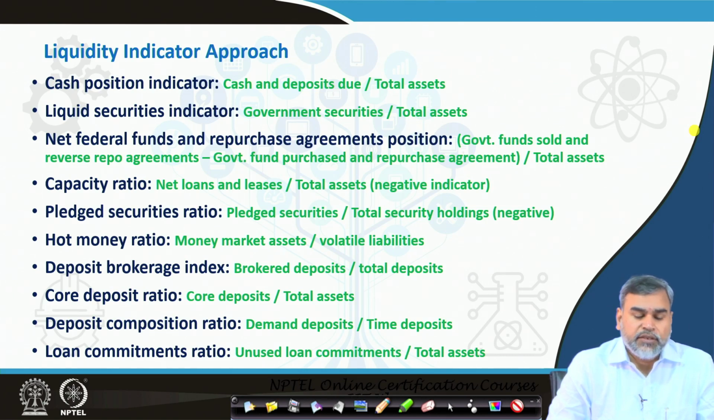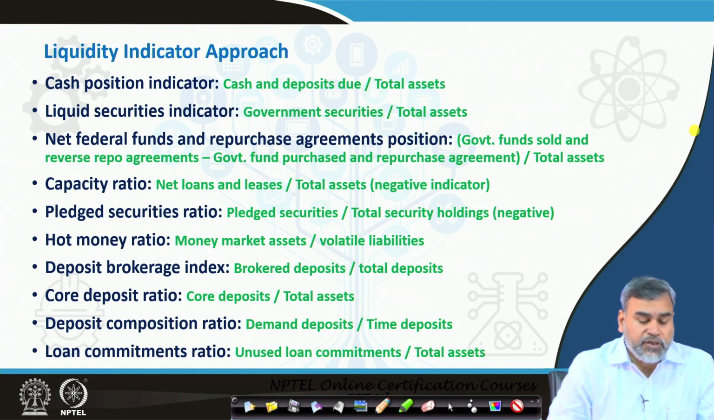Deposit brokerage index, the brokered deposits upon total deposits, again it is inversely related to liquidity. If the brokered deposits are higher, then it is inversely related to the liquidity position of the commercial bank. Core deposits means the particular deposits which are reasonably there in the particular bank for a particular period of time and which are reasonably short term in nature. These are the saving deposits, the core deposits upon the total assets. If this is higher, then the liquidity of the bank is better. The bank can fulfill the short term requirements whenever they need. So, that also is another indicator.